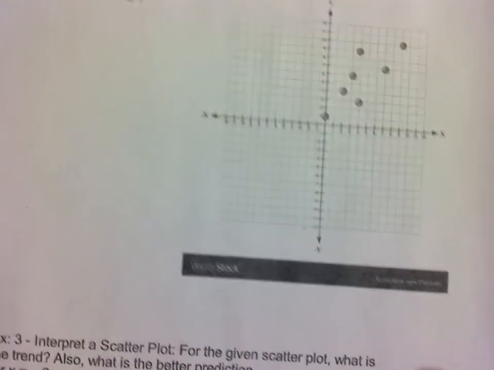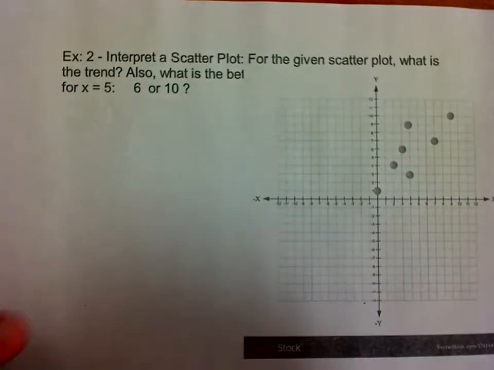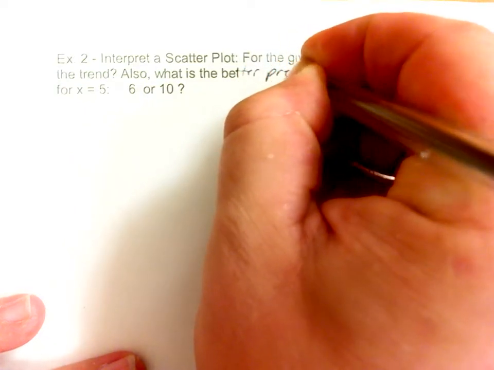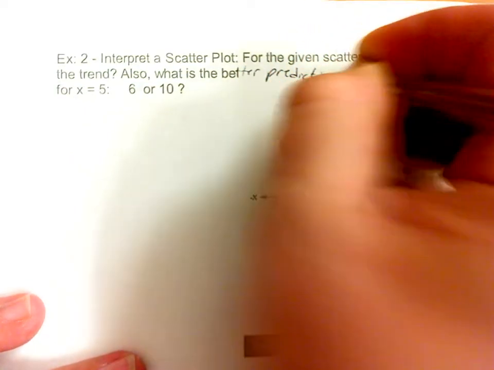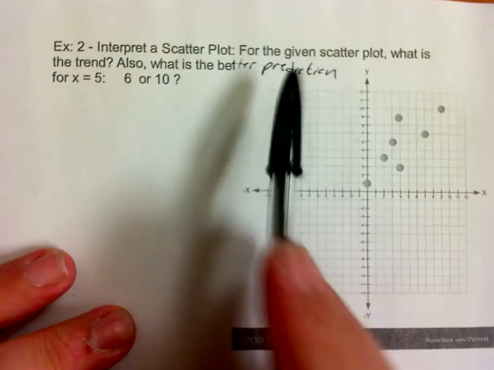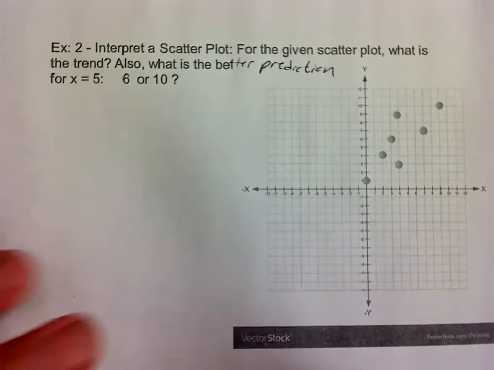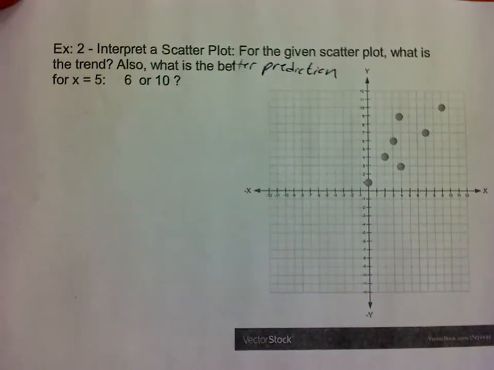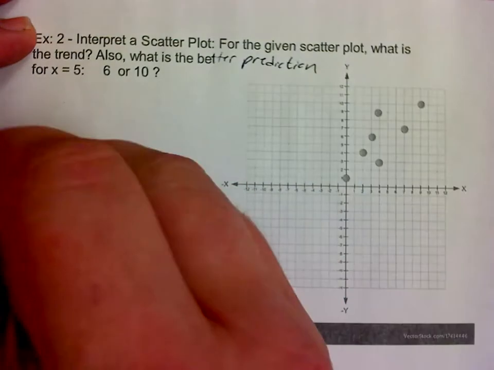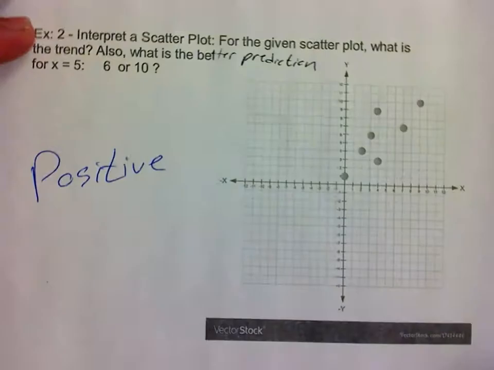Now, looking at these examples here, this did get cut off, but this part here should say better prediction. Now, what we're trying to do here is, for this scatter plot, determine the trend. Also, what is the better prediction for x equals 5? Is it going to be 6 or is it going to be 10? The easy part hopefully is telling what type of trend we have. It looks like it's rising, so we know we have a positive trend.